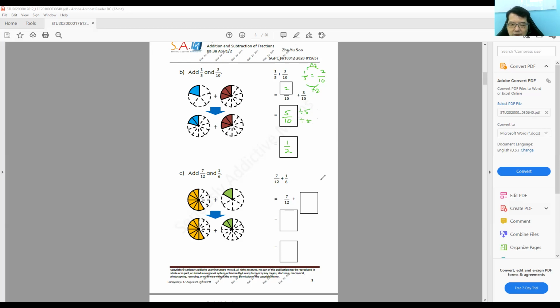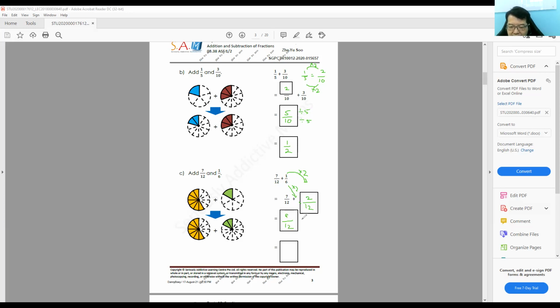Let's try the next one. All right, I'll show you the answer. So same thing, we want to let them have the same denominator. So 12 being the larger one, 12 will be the common denominator. What is 1 out of 6 equivalent to, with a denominator of 12? So 6 times 2 becomes 12. So the numerator will be times 2 again. So you get 2 out of 12. 7 out of 12 plus 2 out of 12 equals 9 out of 12. 9 out of 12 parts.